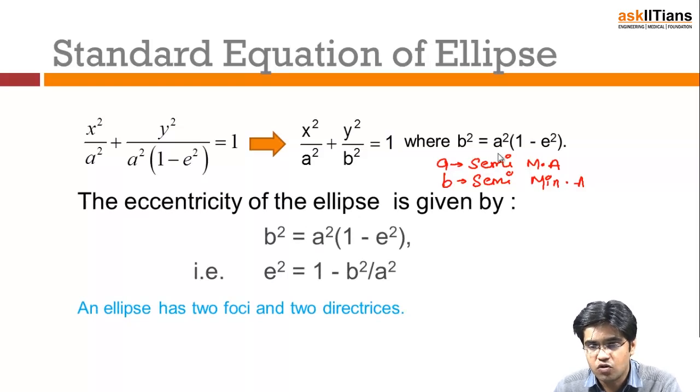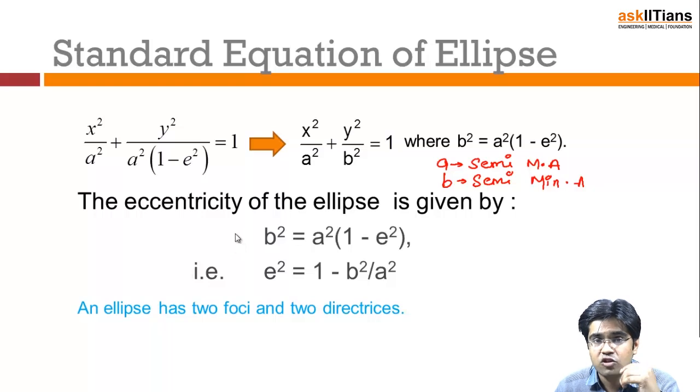As I have told you, b square is a square of (1 minus e square). So if you solve it for e, you will get e square as 1 minus b square by a square. You can take the root. We know that an ellipse has two foci and two directrices, so this e is going to come as plus minus. Obviously eccentricity cannot be negative, but this plus minus shows that if there is one focus, then corresponding to the negative part there is one more focus. And if x equals a by e is one of the directrices, then the corresponding second directrix is x equals minus a by e.